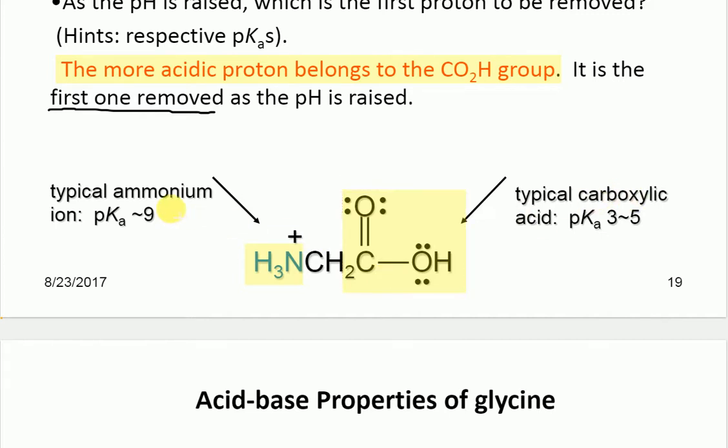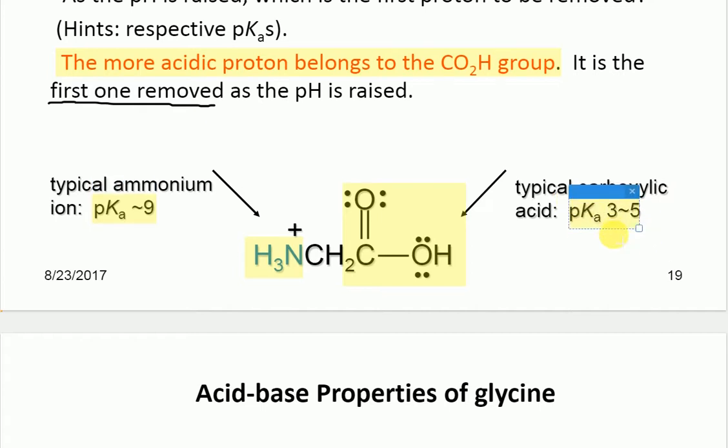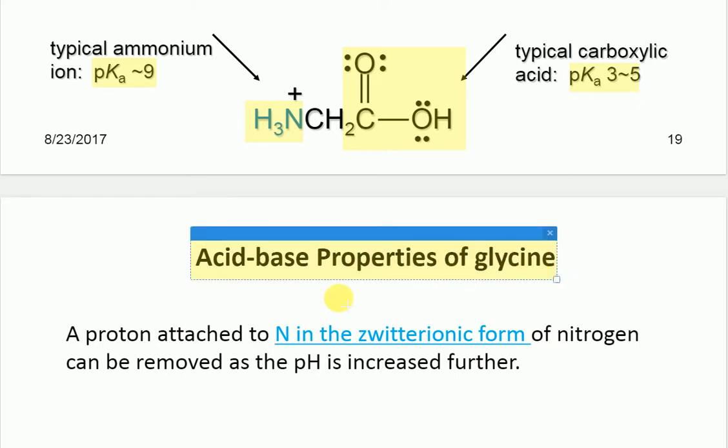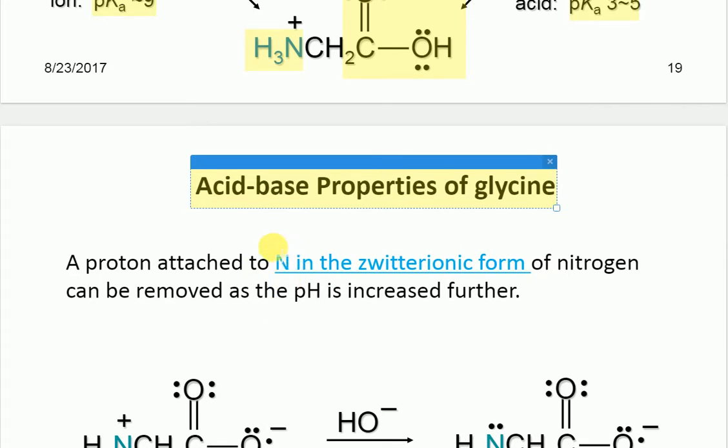Okay, that's fine. So for ammonium, the pKa is at 9. For carboxylic acid, the pKa is from 3 to 5. These are some of the acid-base properties of glycine. A proton attached to the N in the zwitterionic form can be removed as the pH is increased further.